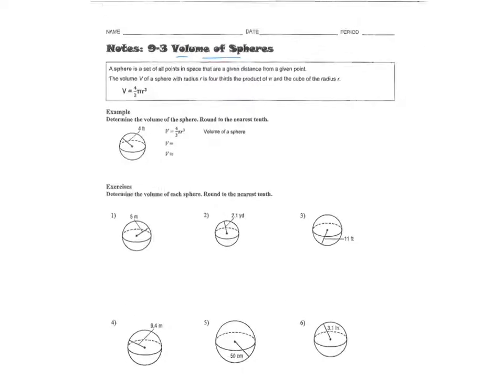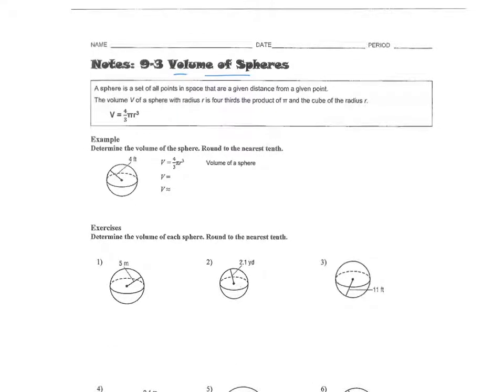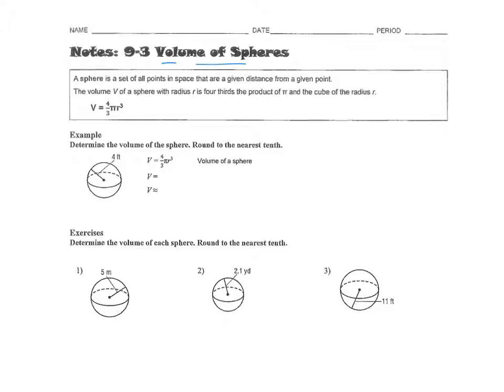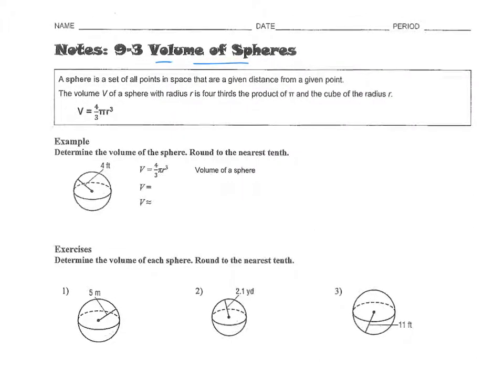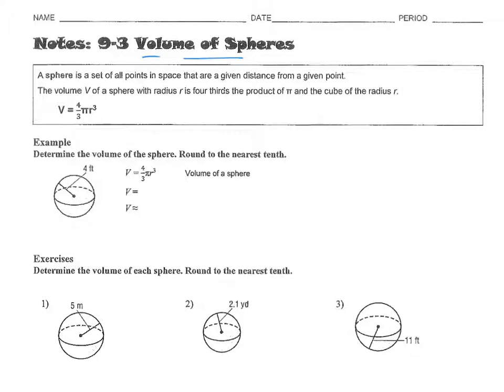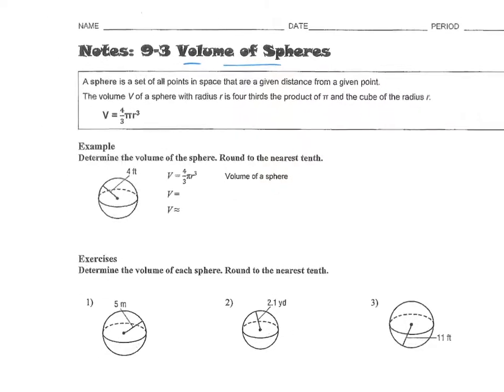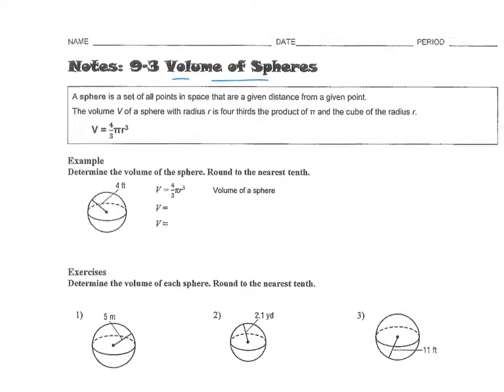Okay, 9-3, volume of spheres. Sphere, think about a basketball or a balloon. That's what a sphere is. So we're figuring out how much is going to fit inside of that sphere or that basketball or that balloon. And really, this is the easiest formula, the easiest thing to figure out of all of the stuff that we do. And the formula is so different, and it's super easy.